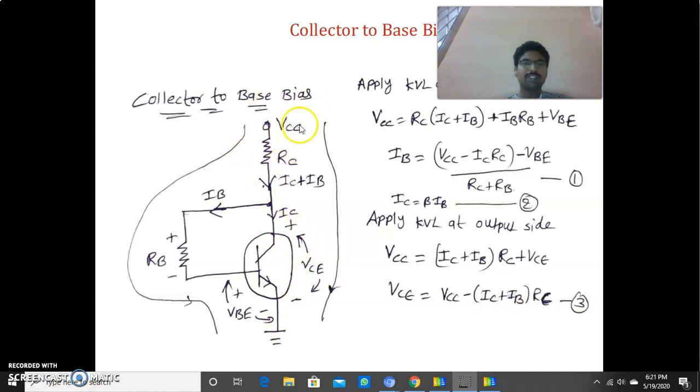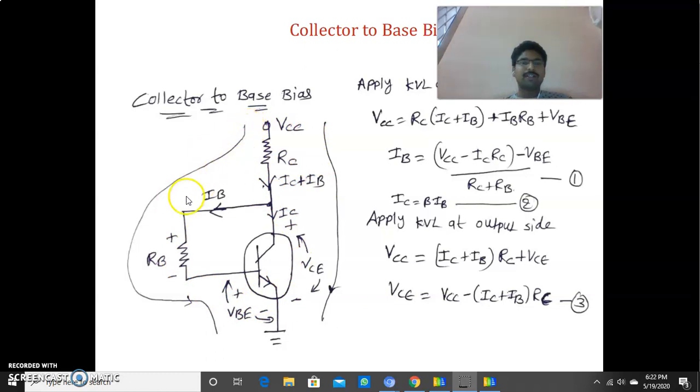Due to this VCC supply, there is a flow of current here. The current is going to split here into base and collector. Let us consider the collector current is IC and base current is IB. From this point we are splitting the current. That's why the current through RC is equal to IC plus IB. Now we will see how to find the IC and VCE for the collector to base bias circuit.